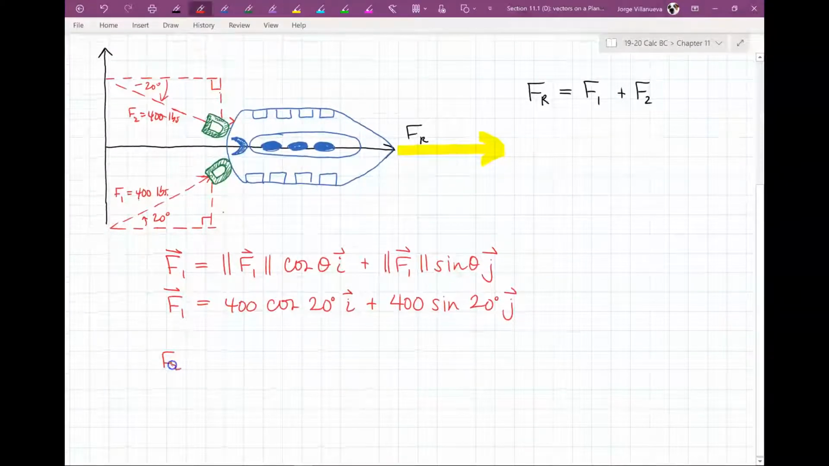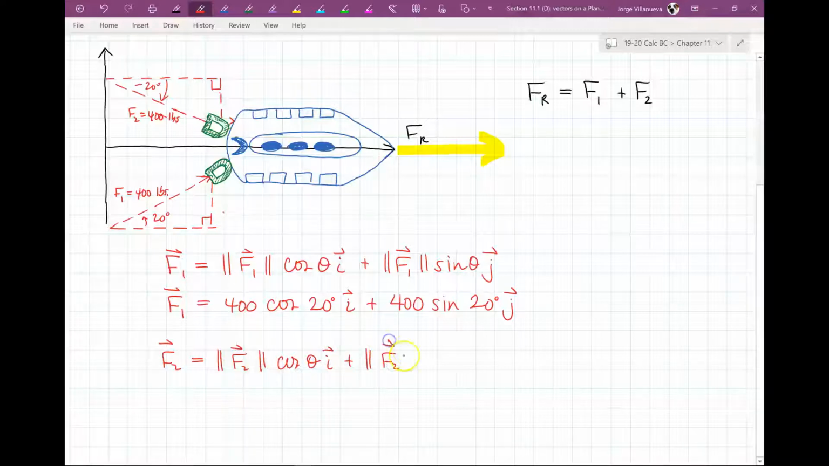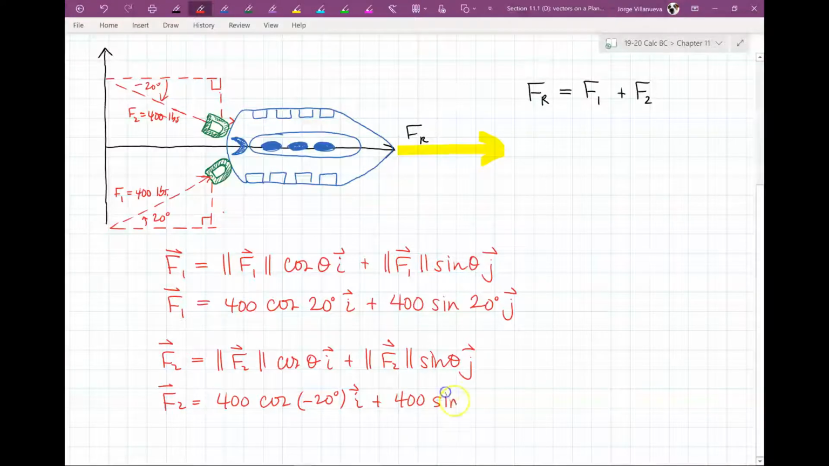Now, force 2 is going to be the magnitude of force 2 cosine of theta i, sine of theta j. I'm just writing these out for the purpose of having them there for reference. That's the way we start off with force 2. Again, force 2 is 400 pounds. He said both boats were pushing with the same force. So force 2 is 400 cosine of negative 20 degrees i plus 400 sine of negative 20 degrees j.